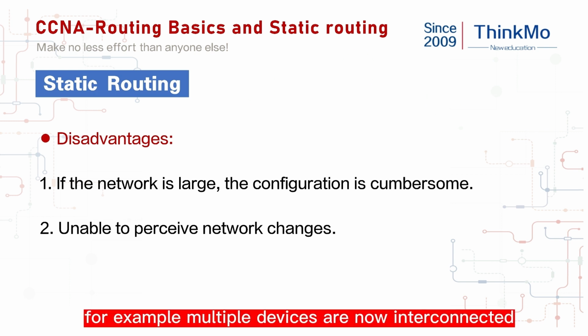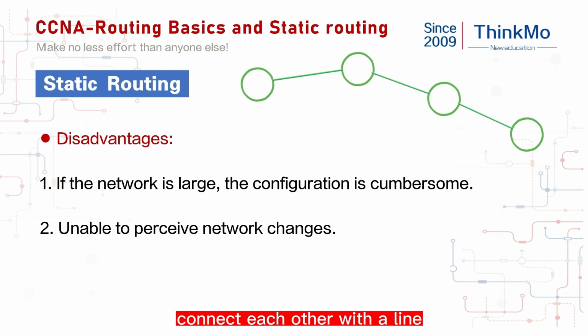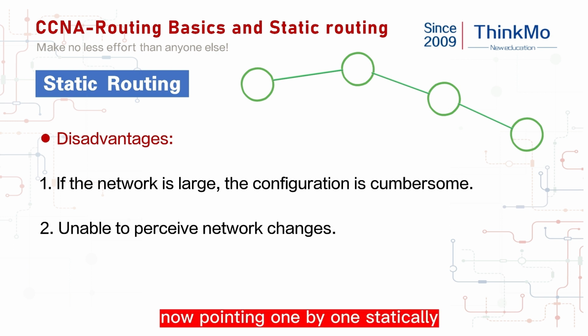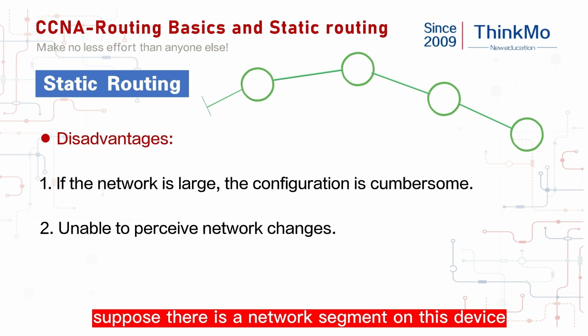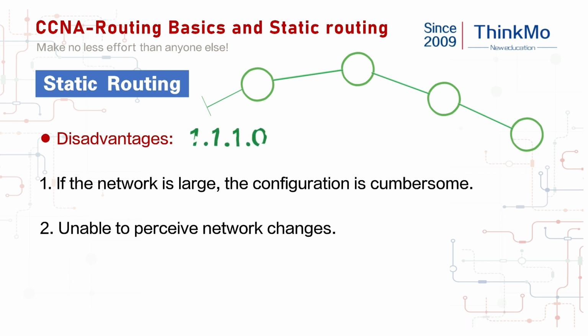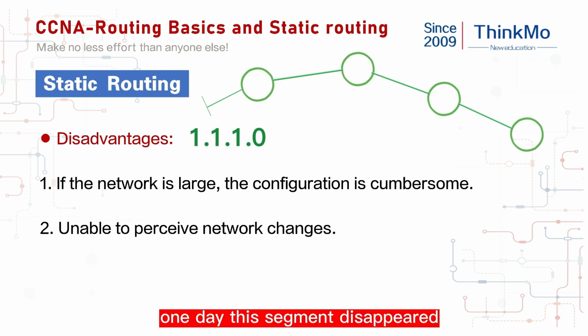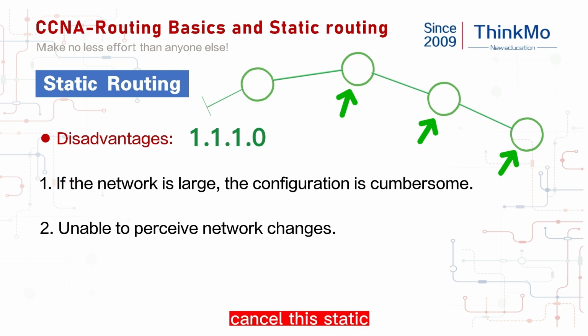For example, multiple devices are now interconnected, connected to each other with a line. Now pointing one by one statically. Suppose there is a network segment on this device, 1.1.1.0. One day this segment disappeared. If you are not in time on every device to cancel this static route.